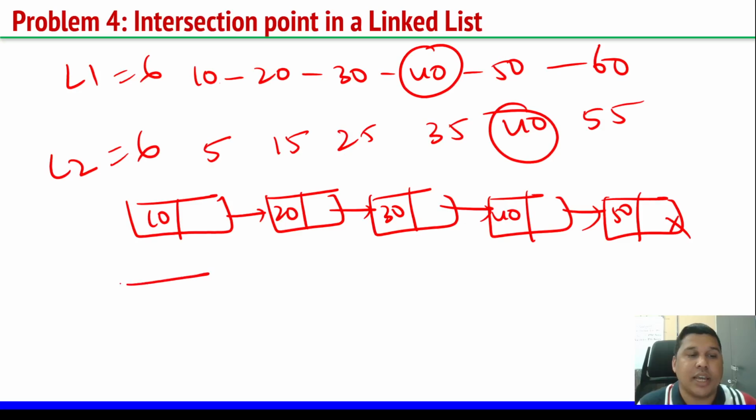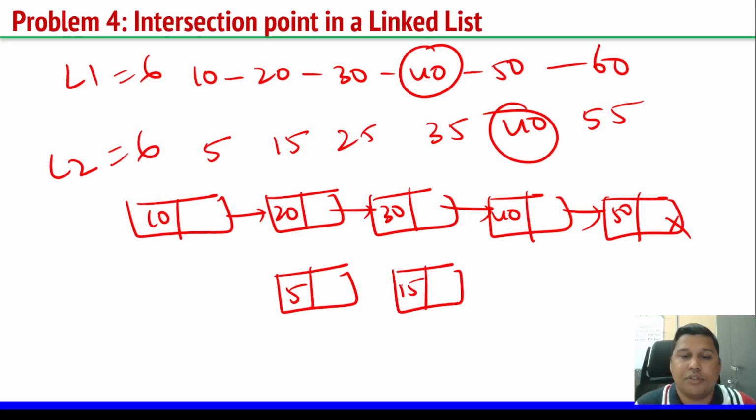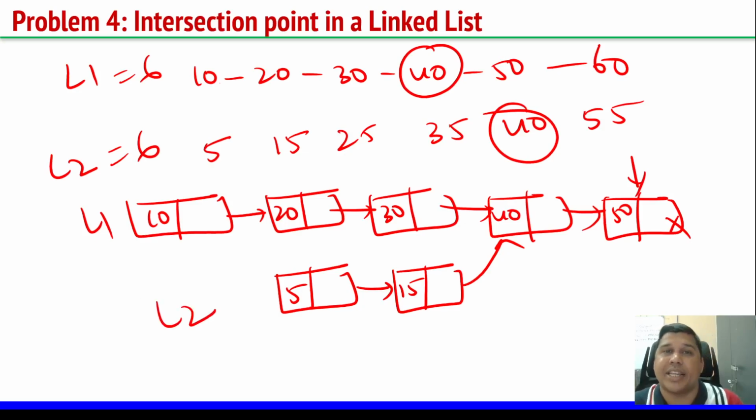Then another list is there, let us take a smaller one, 5, 15. This is pointing to this, that is it. Now see, you are reaching the end of the list from both. From L1 and L2 both, you can reach the end of the list.